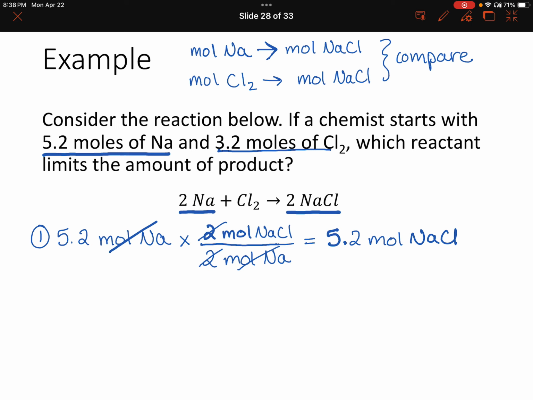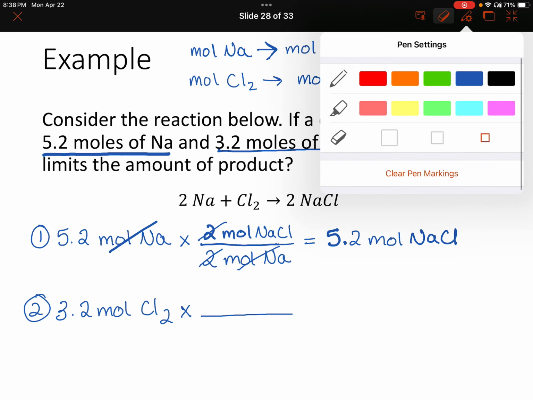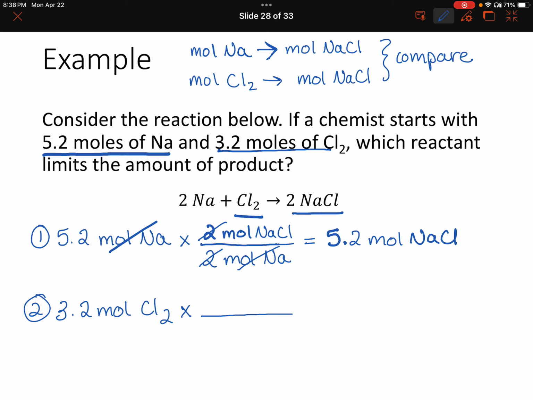All right, so now let's do the same thing with chlorine. So we were given 3.2 moles of chlorine. And this time, we're just interested in chlorine and sodium chloride. So it looks like there's a 1-to-2 ratio. So again, we're solving for sodium chloride, so we'll put that in the numerator.